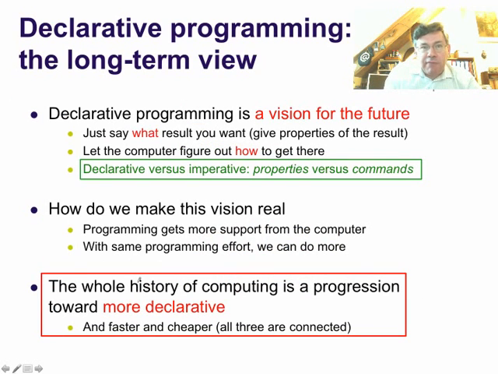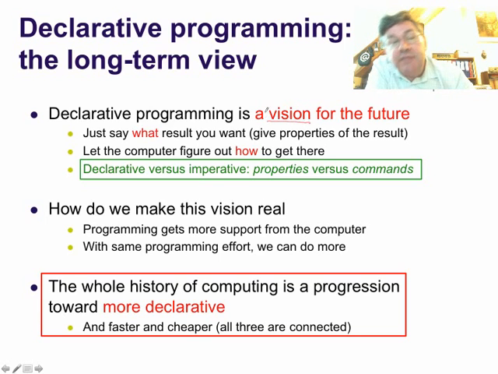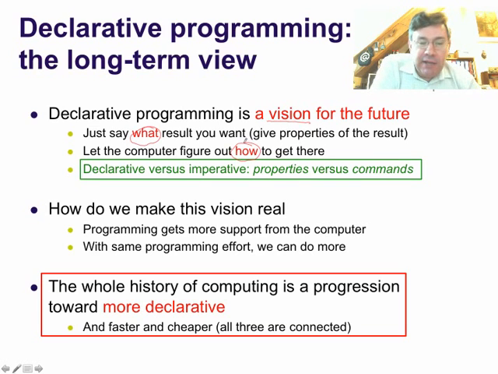So let me now say a few words about declarative programming. In fact, declarative programming is two things. It's a long-term view and it's a short-term view. These two are actually quite different and should not be confused. So the long-term view is that declarative programming is a vision for computer science. The idea is that you just say what you want without saying how to get there. The computer figures out how to get there.